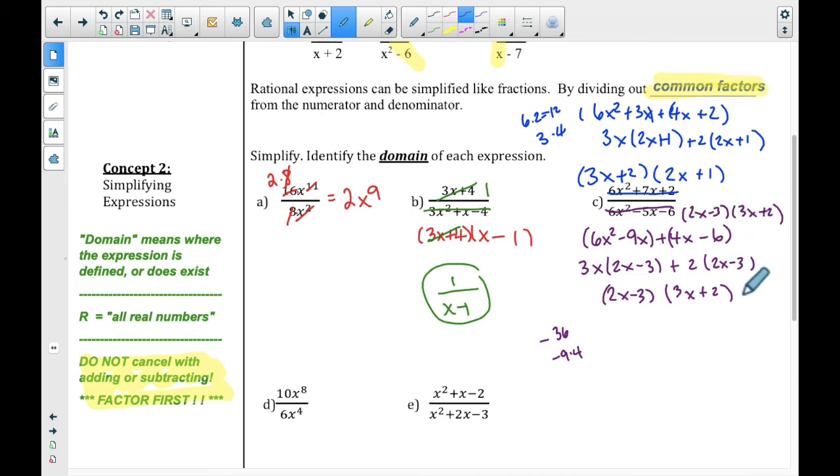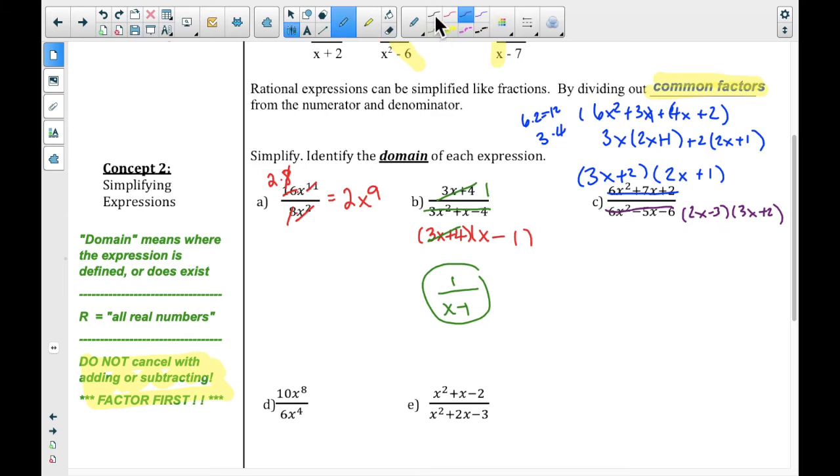Then I look to see which ones can be factored out, which ones cancel each other out. I'm going to erase my AC method here. In other words, I'm looking for which things, like if I put them over each other, equal 1. So 3x plus 2 over 3x plus 2 equals 1. So I can factor that out. So now what I have on the numerator, I have 2x plus 1, and on the denominator, I have 2x minus 3.